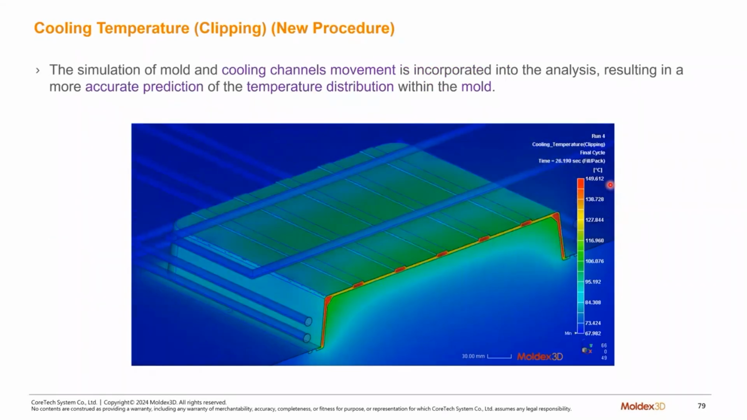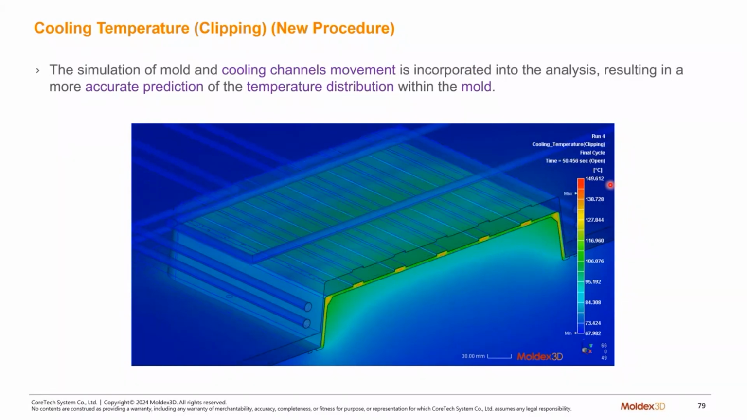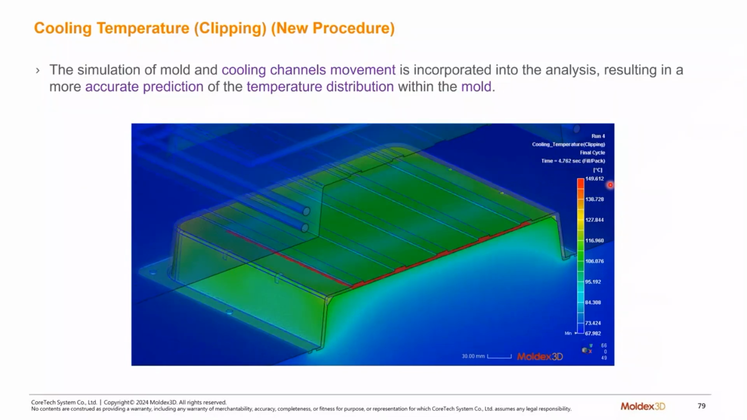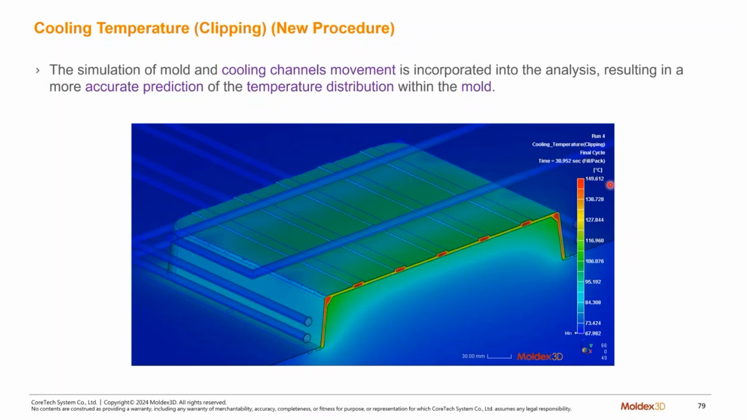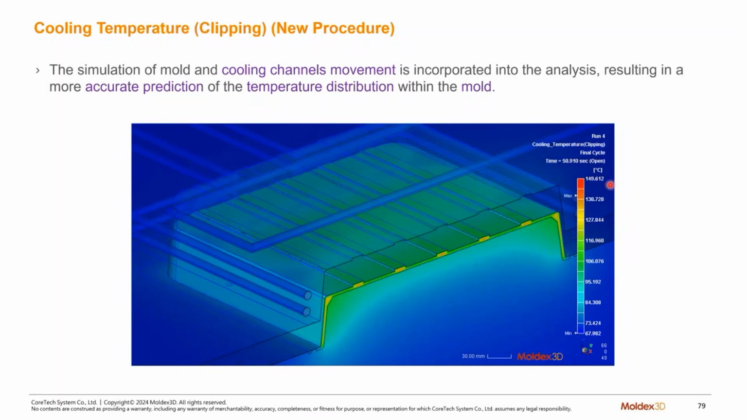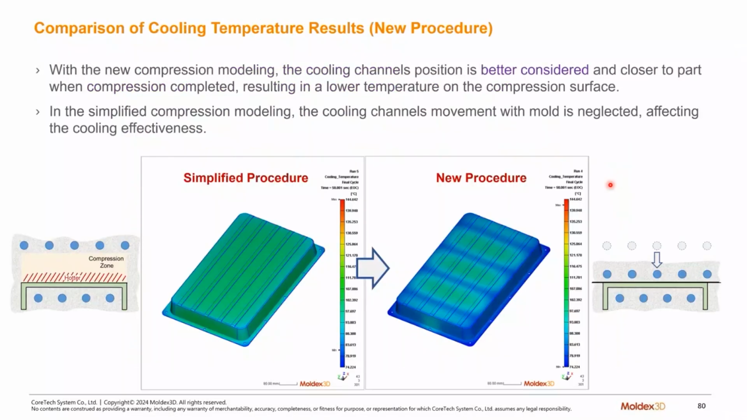Here is the cooling temperature result in the new procedure. In here, you will see the cooling temperature will differ during the process. This slide shows you the comparison between the simplified procedure and the new procedure. From these pictures, we understand the cooling temperature result is better in the new procedure because the cooling channel moves with the upper mold.